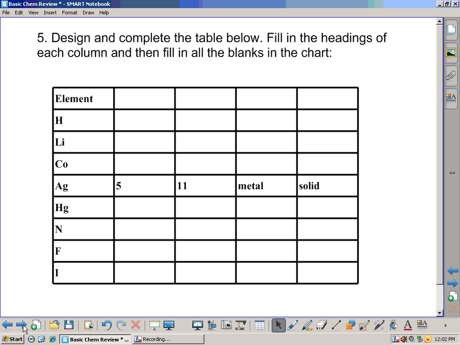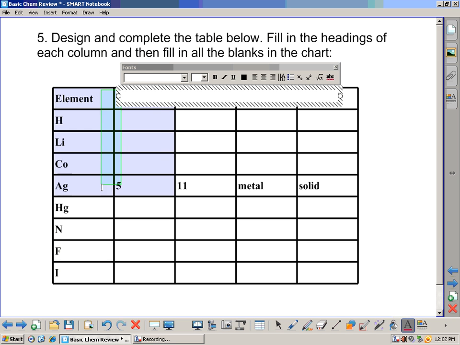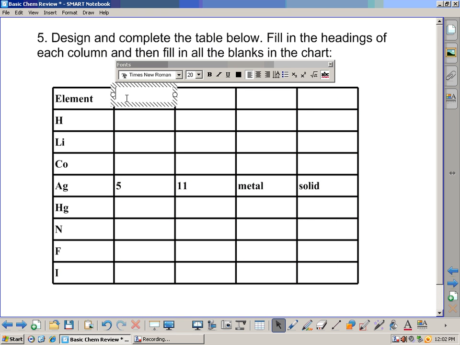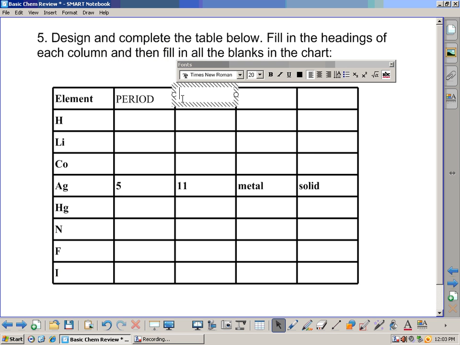Number 5, design and complete the table below. Fill in the headings of each column and then fill in all the blanks on the chart. Well, if we take a look at it, silver is the example I gave you. Silver is 5, which means that we're looking at the period for silver to be 5. So this column is going to be the period. Your next column, 11, indicates the group that silver's in.